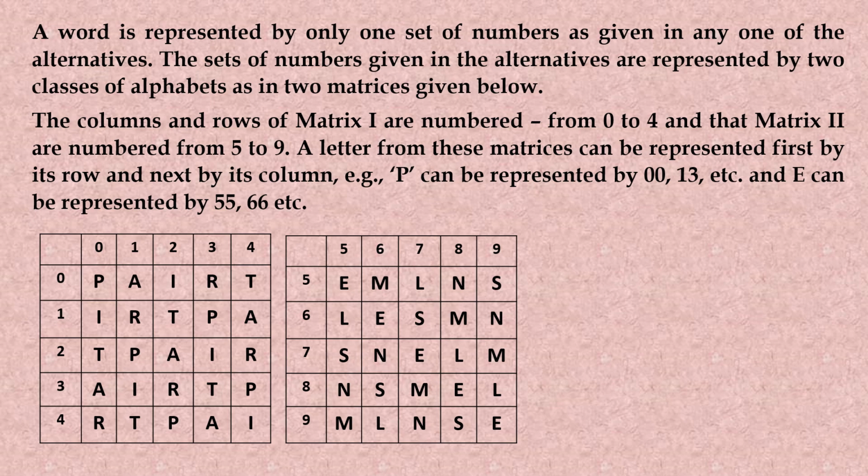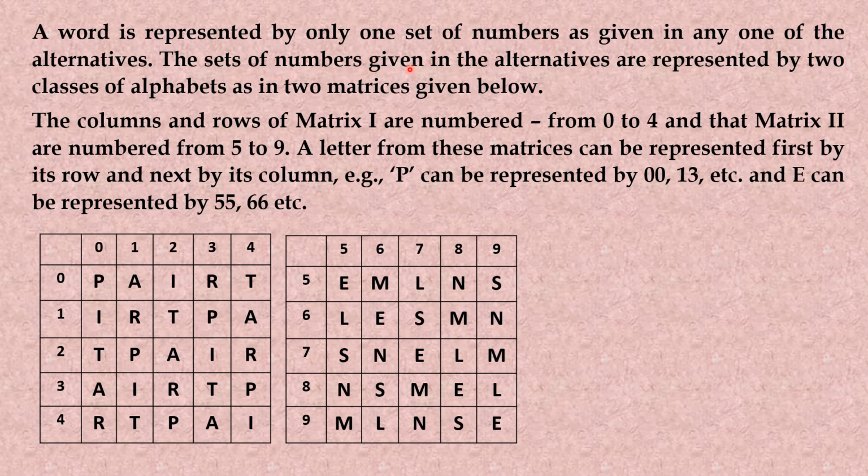So these are some general instructions which you'll find almost common for all the questions. A word is represented by only one set of numbers as given in any one of the alternatives. So that means that you will be given four options, and of the four options you have to choose one option which has the correct set of numbers. Now how do we find out what numbers are these?